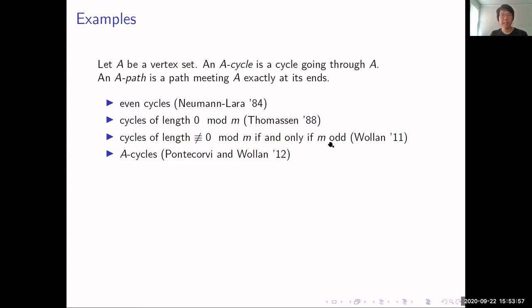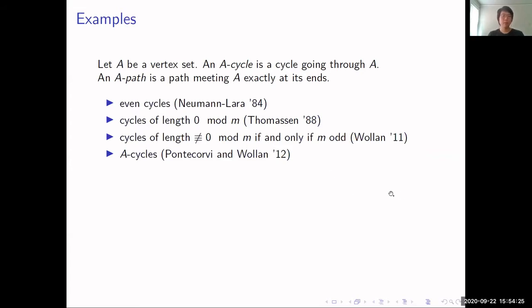Right? So if m is even, then it's just the exact same example as the odd cycle. You take an integer such that 2 times that integer is equal to m, and you just use that as 1 in the odd cycle example. So if m is even, there's no way this could be satisfied, but if m is odd, then it is satisfied. And also A-cycles that go through some fixed vertex set A also satisfy this property.